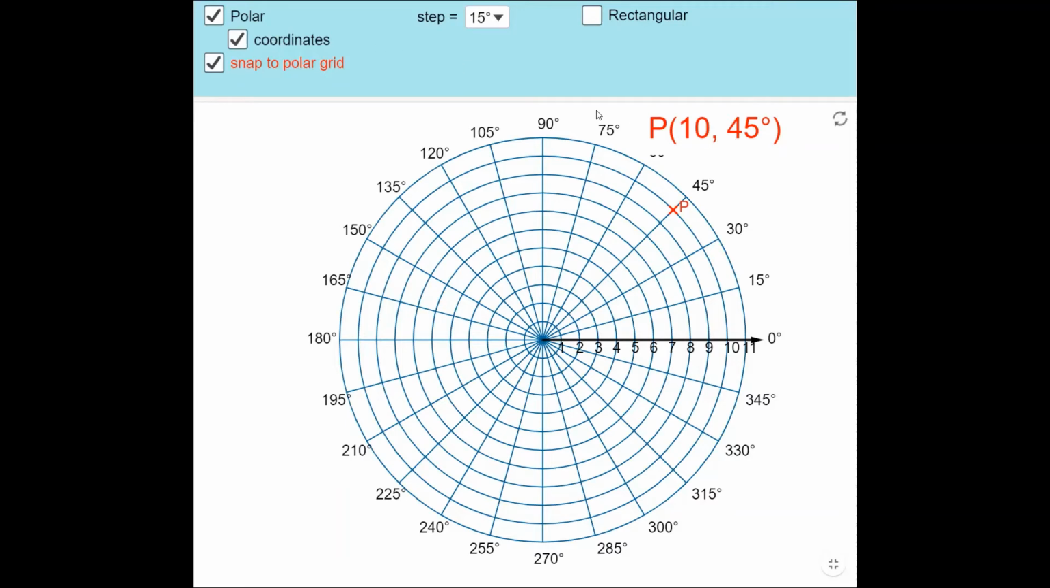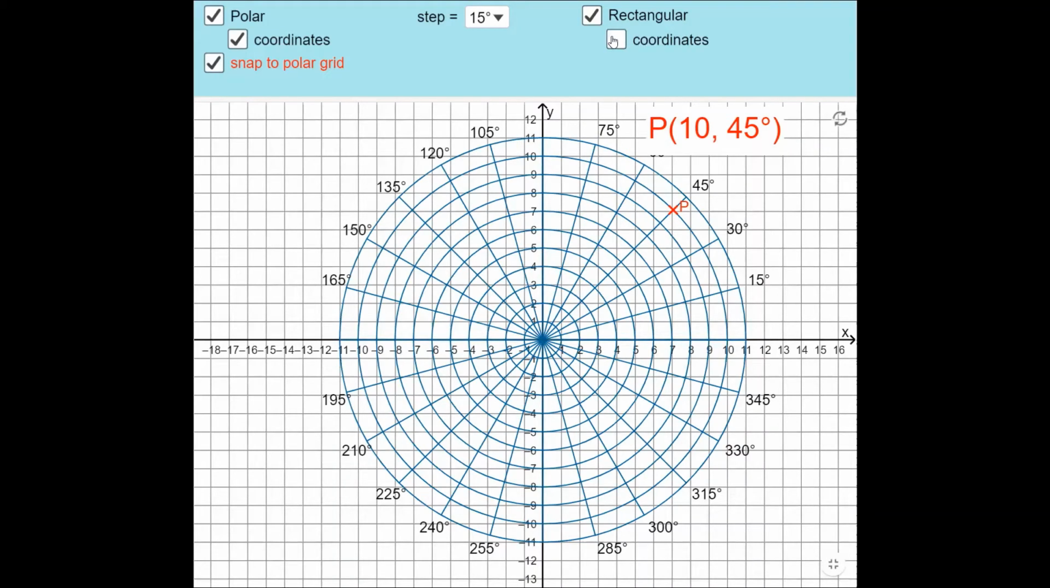Okay, and the corresponding rectangular coordinate, we said that it is approximately 7. It is 7.07 x and 7.07 y.